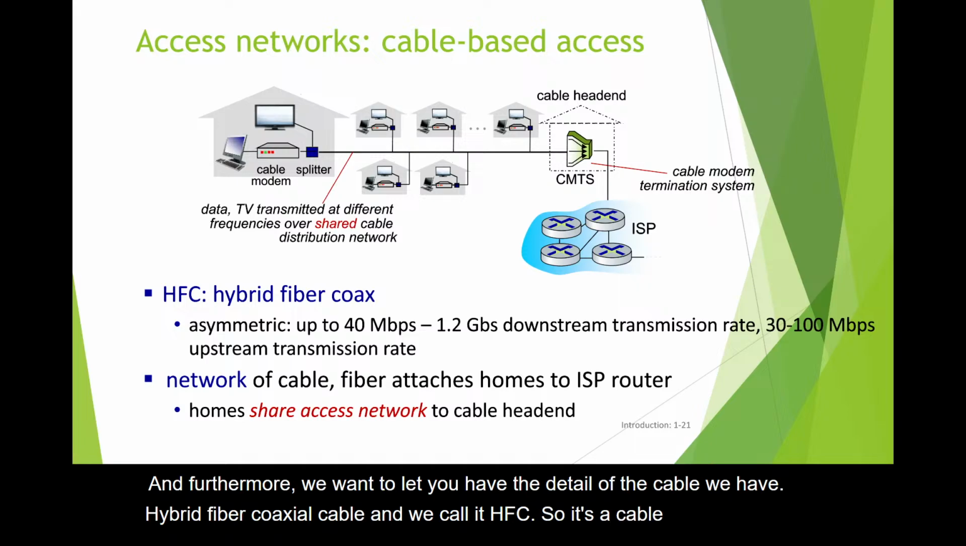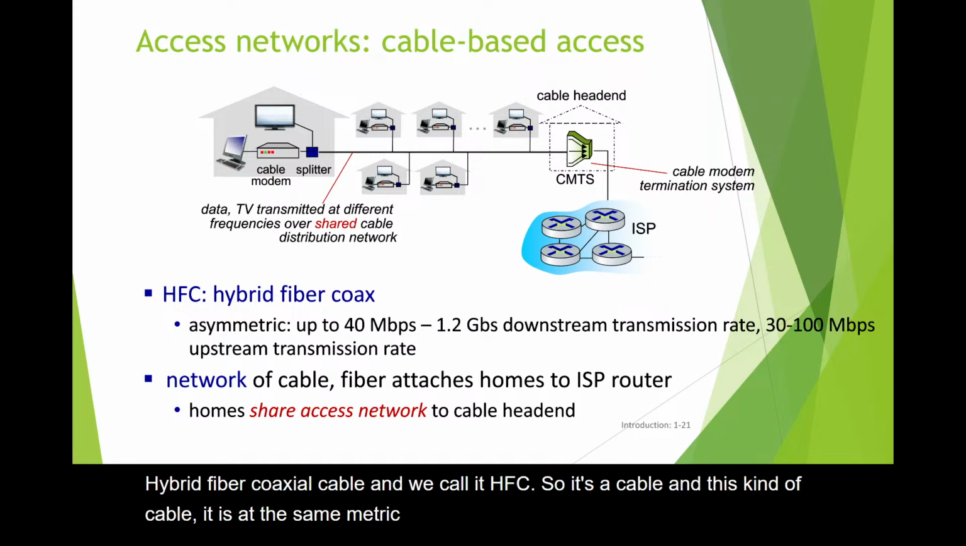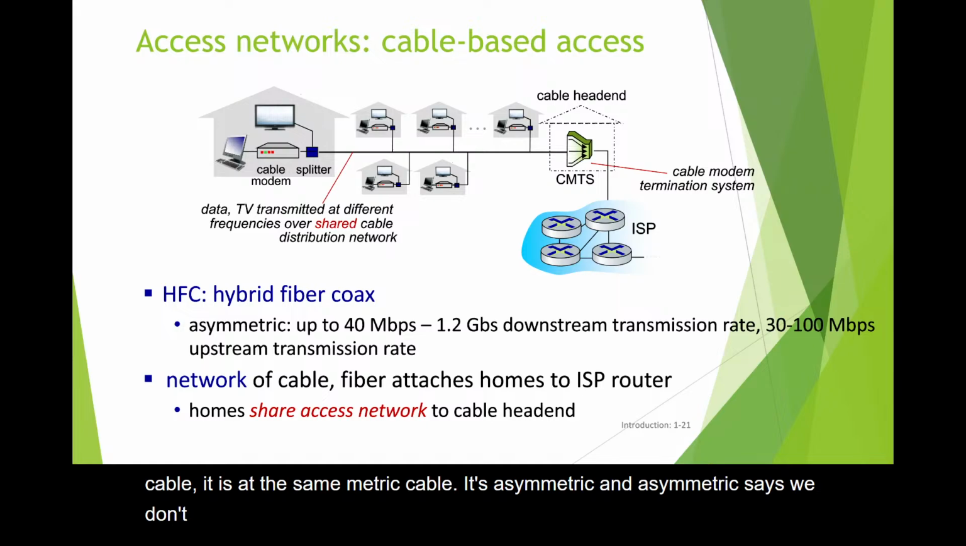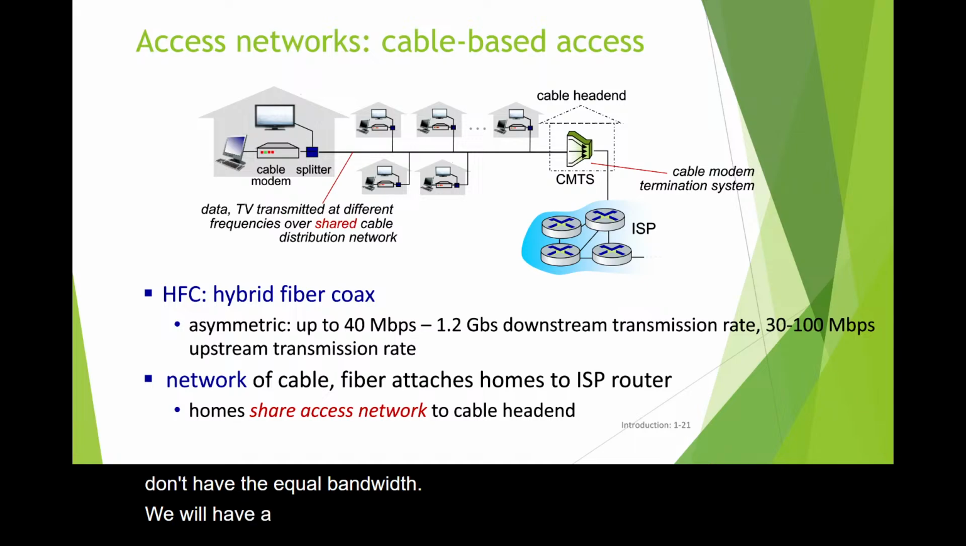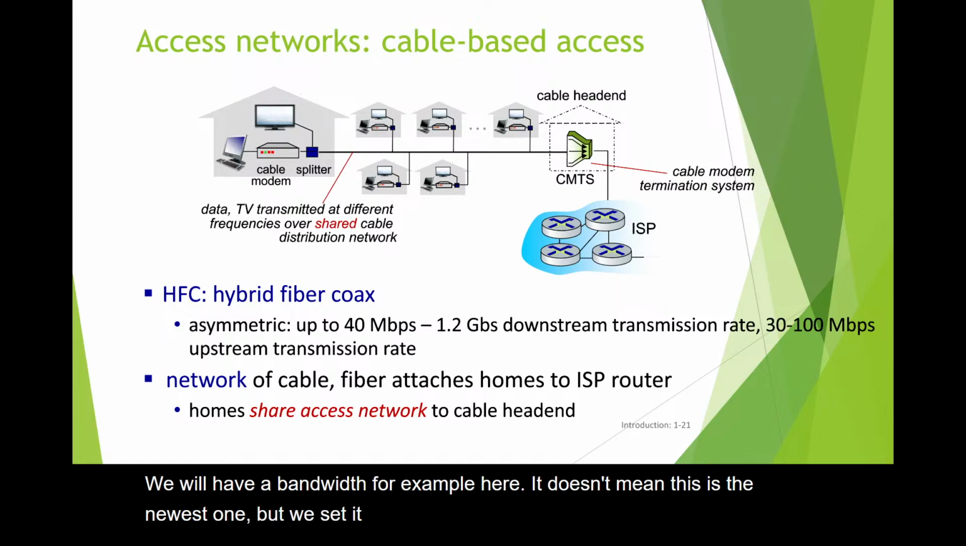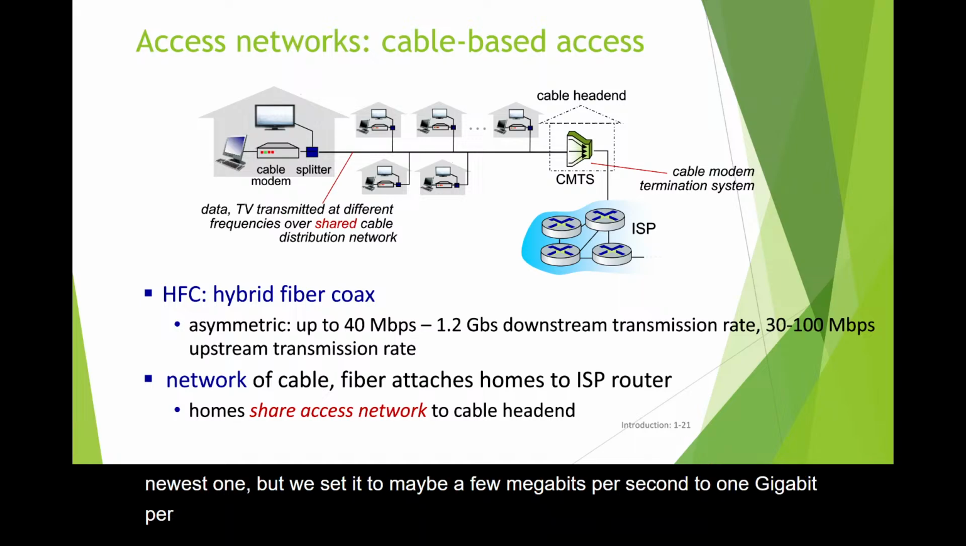And this kind of cable is the asymmetric cable. And asymmetric says we don't have equal bandwidth. We'll have bandwidth, for example, here. It doesn't mean this is the newest one, but we set it to maybe a few megabits per second to 1 gigabits per second.